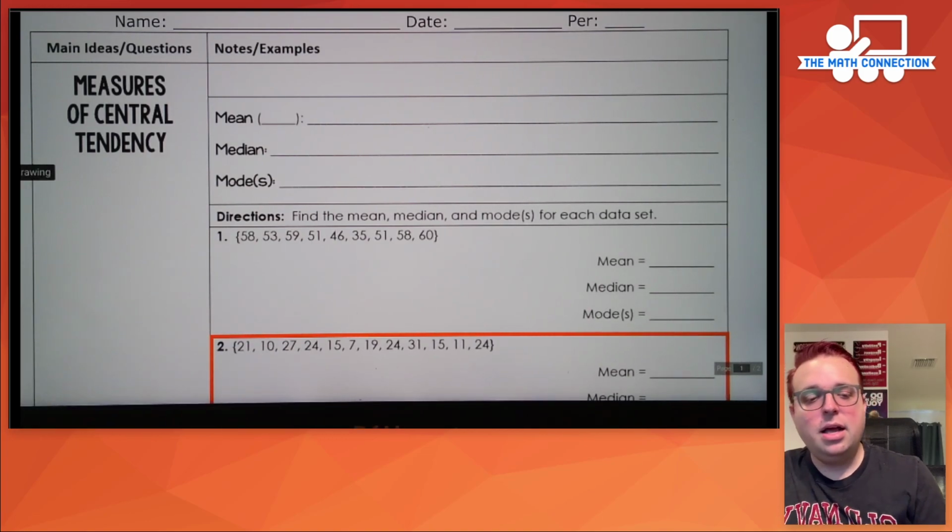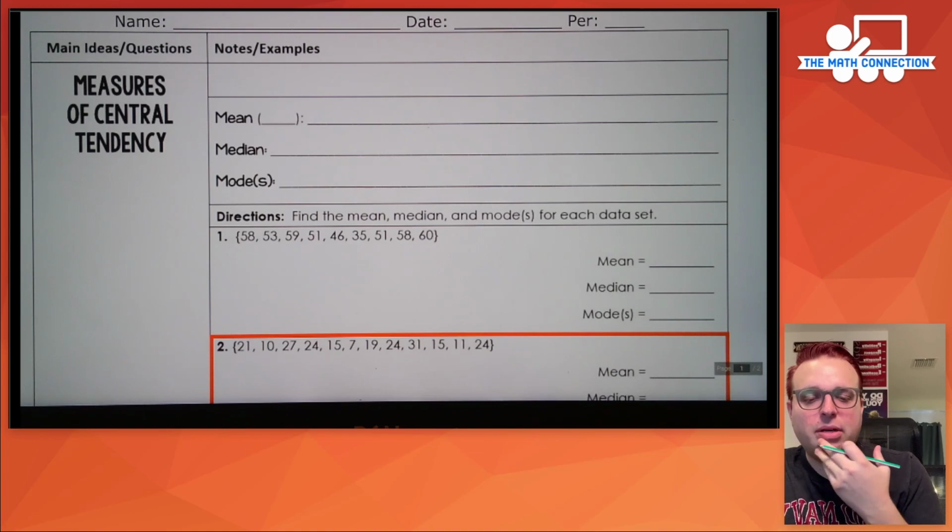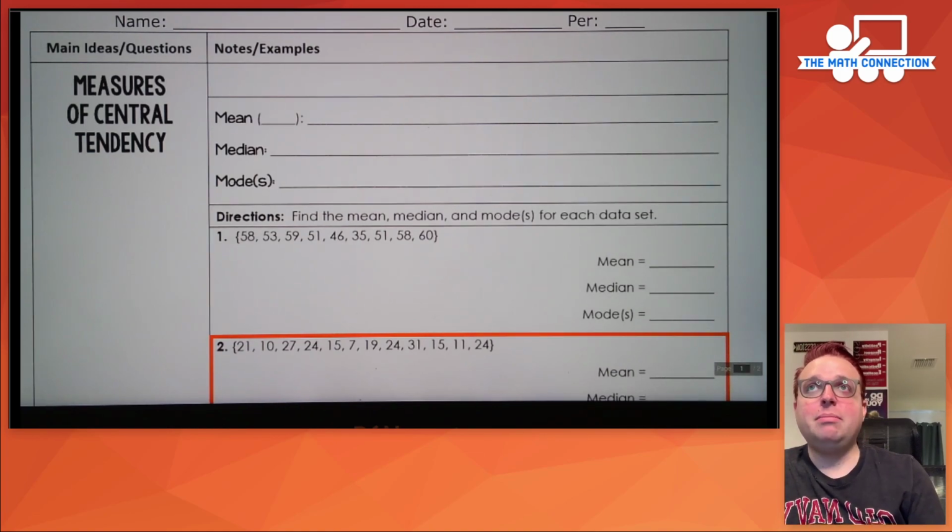We're going to start filling in these notes. The first thing we're talking about is measures of center. This says measures of central tendency. That just means how likely is it that the data drifts towards the center? What is the center of this data? What's the middle? And there's a couple different ways that we can talk about what the middle is.